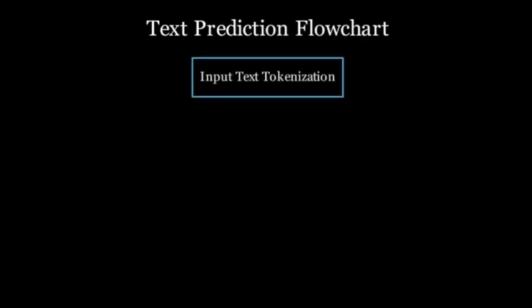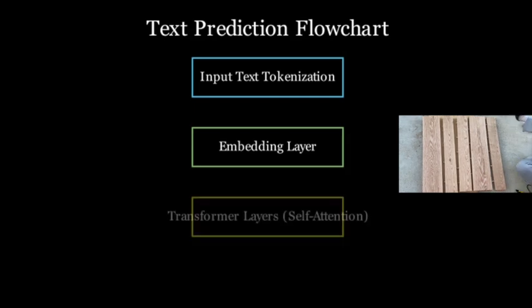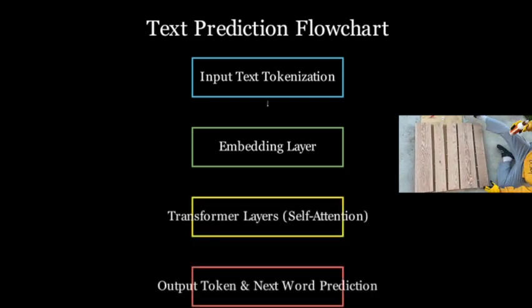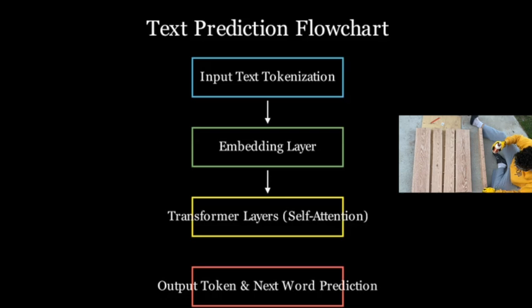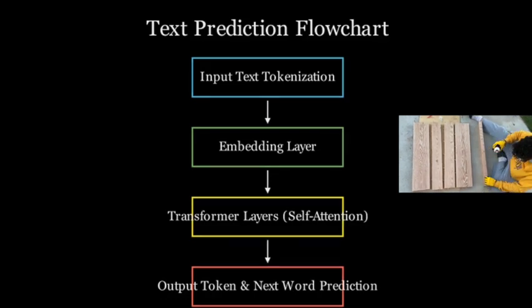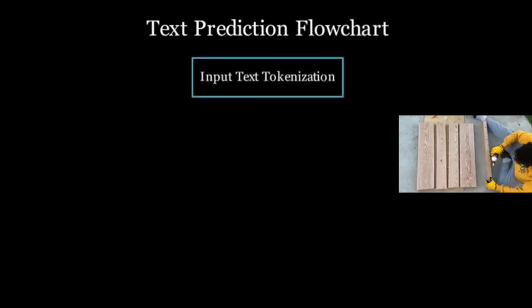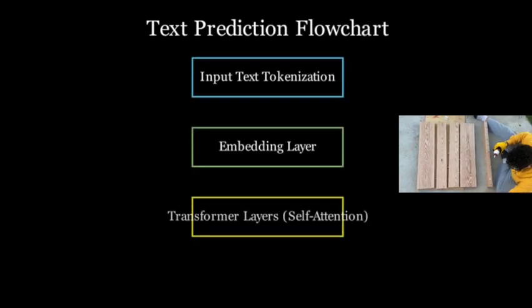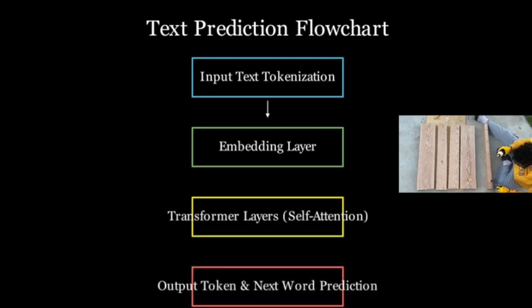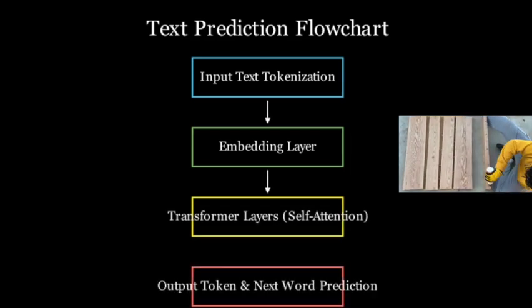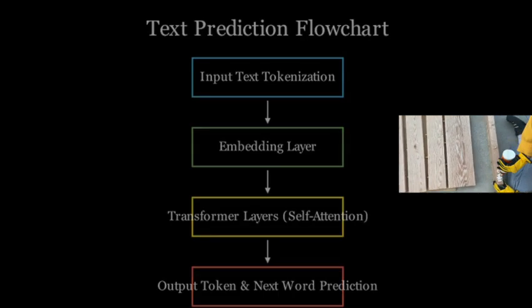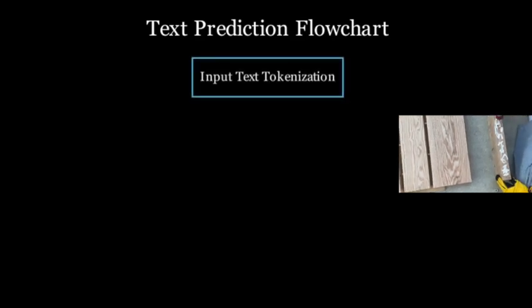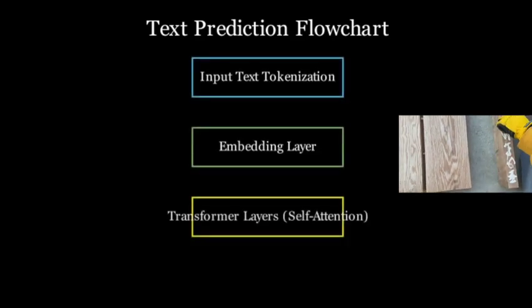For instance, a language model like GPT takes in a prompt, predicts the next word, then uses that prediction as part of the next input, repeating this process until a full response is generated. The key to this magic is how transformers process and represent text. Let's take a closer look.